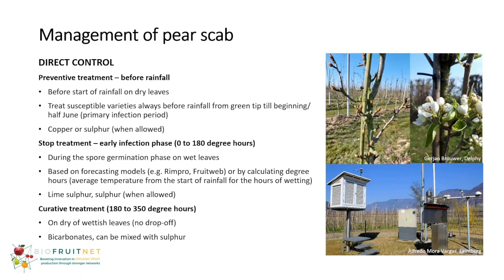A stop treatment is in an early infection phase, 0 to 180 degree hours, during the spore germination on wet leaves. It's based on forecasting models like RIMpro or FoodWeb, or you can do it yourself by calculating degree hours. That is the average temperature from the start of rainfall times the hours of wetting. These calculations are also used in the forecasting models. The products are lime sulfur or sulfur.